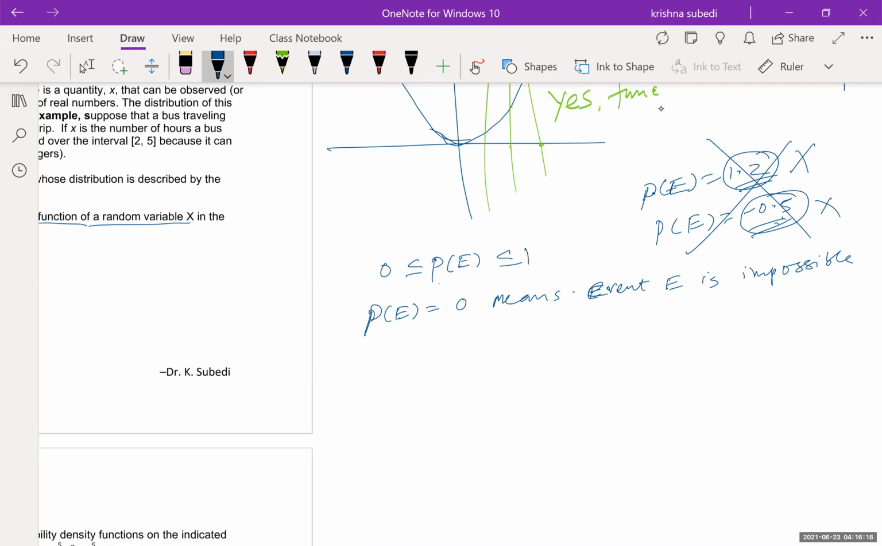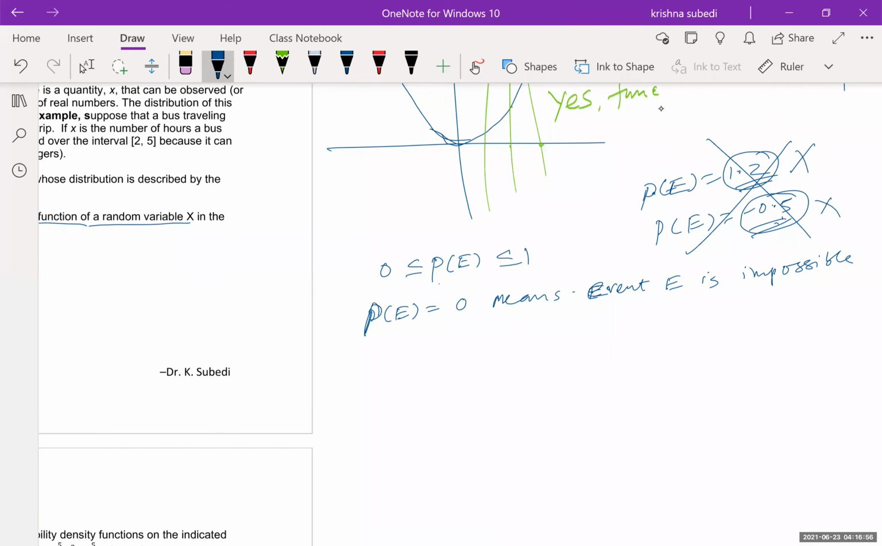One simple example is in this class, Math 105. If I choose a student randomly from this class who just came from the moon today, is there anyone who came from the moon? No one, right? So it's impossible. There is no one who just came to take the class from the moon. So that is one example.